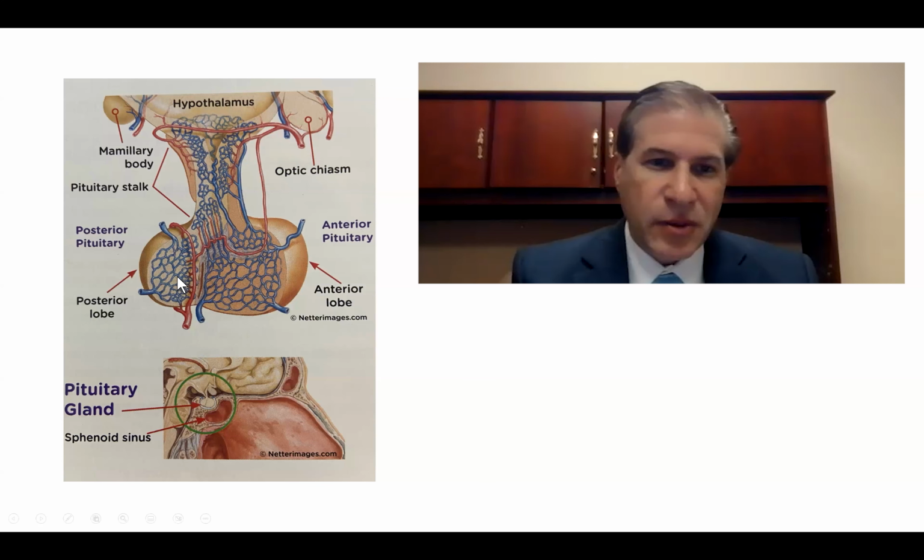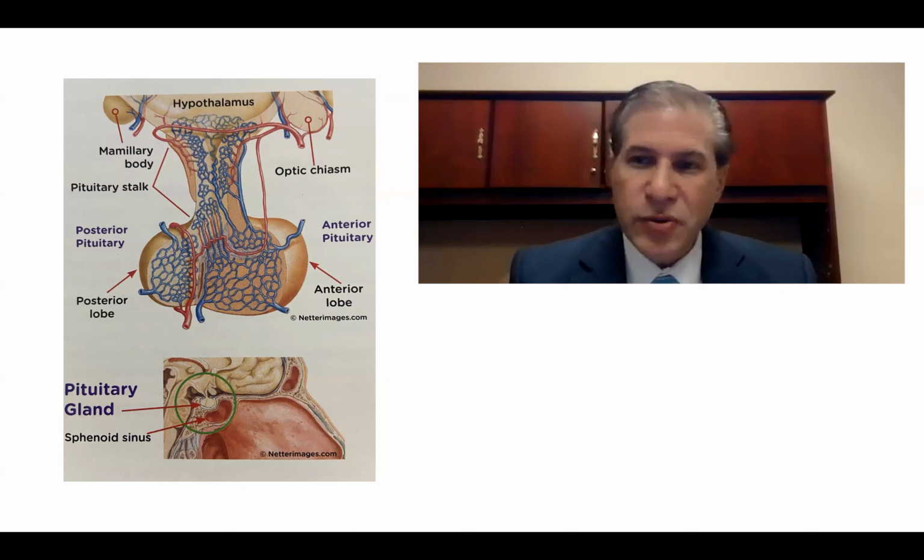And the posterior lobe of the pituitary gland produces antidiuretic hormone that's important in water resorption, so there isn't too much water produced by the kidneys, and oxytocin that's important for labor contractions.